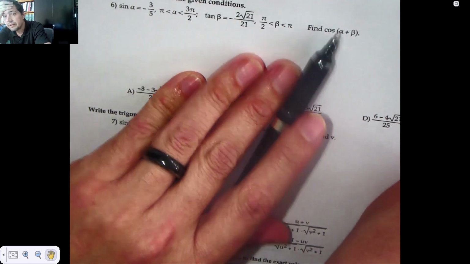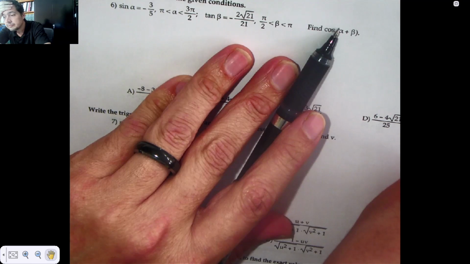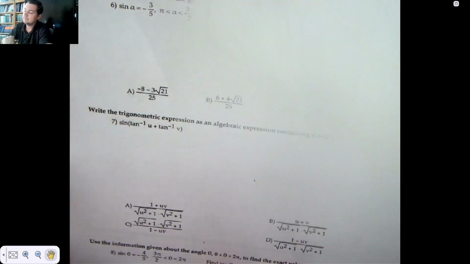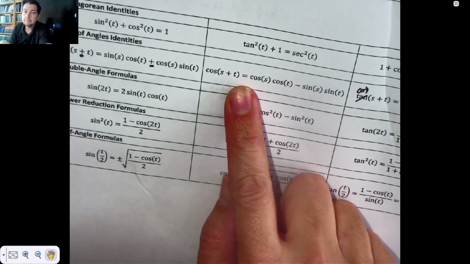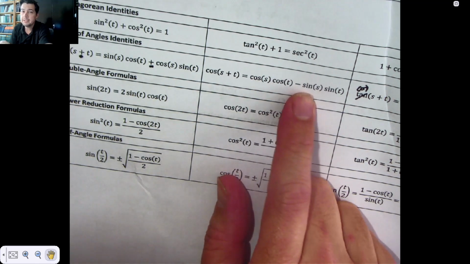We are tasked with finding the cosine of alpha plus beta, which is that little guy right there. Cosine A, cosine B, minus sine A, sine B.